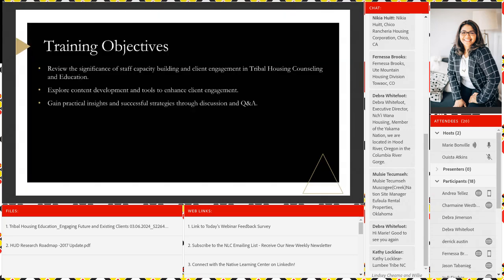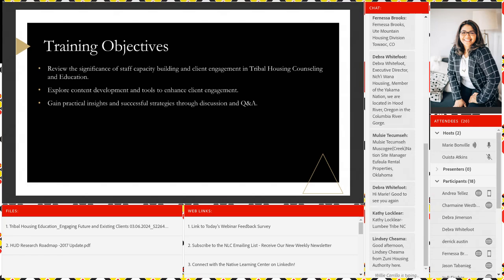Today's objectives, certainly staff capacity building, as I said, and housing counseling and education. That's the core of what I want you all to take away from today. The content that needs development. So many of us are using the same trainings, but they also require some tailoring, right, to fit the needs of your community in order to enhance engagement. You really can't have your clients engage with the stock books that are provided to us.